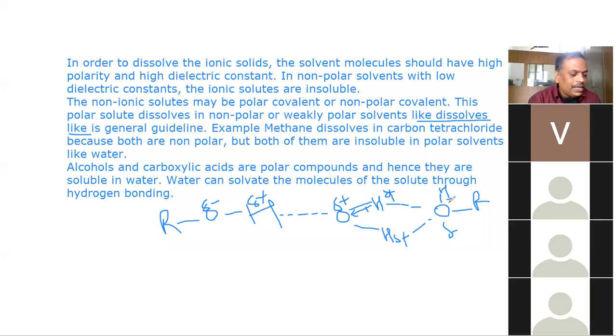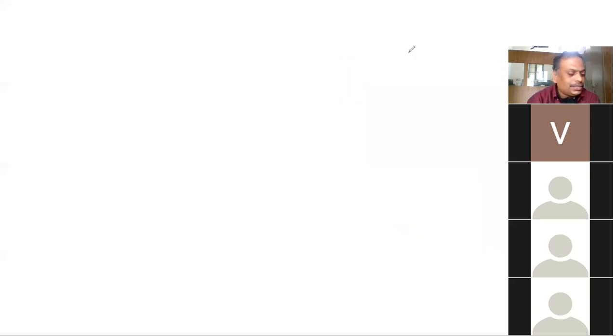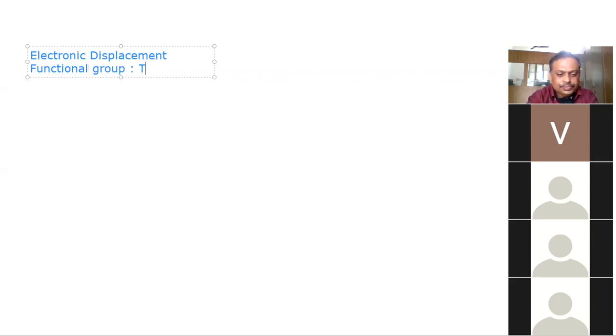Now next, electronic displacement. That means we start the inductive effect, resonance effect, electromeric effect. Electronic displacement. First, the functional group, the site of a reaction.